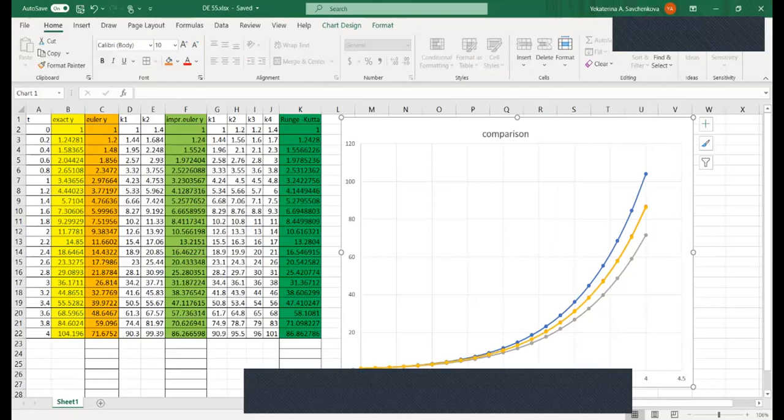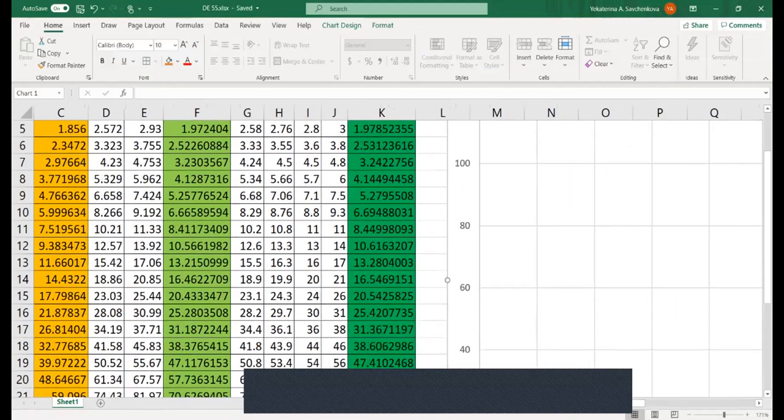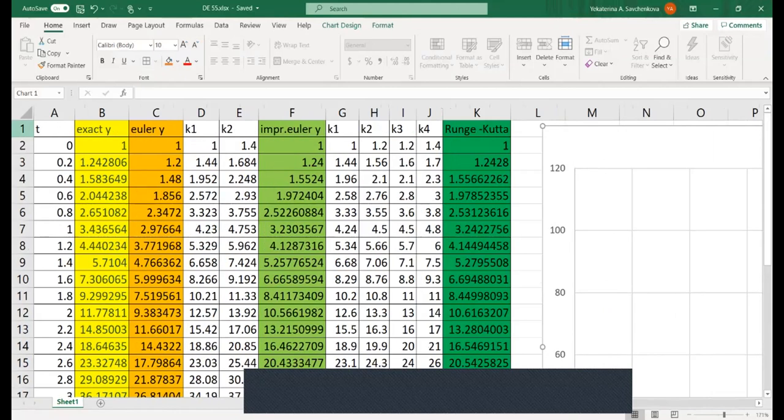Maybe I should increase this side a little bit to show what is going to happen. So how did I build the table? Again, I put my t's over here. You see the step is 0.2. How can you do it? You put two first numbers and then you stretch it down, and that's going to automatically fill the rest of them like this. Well, I did it from 0 to 4. You can do as many as you like.